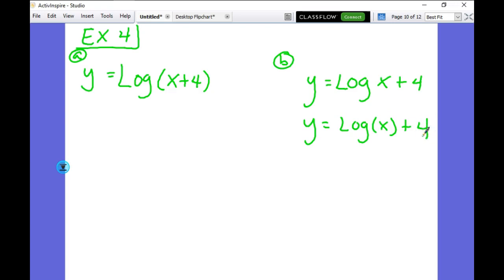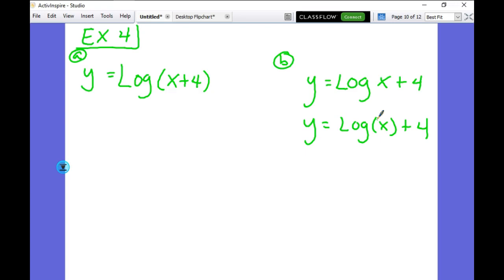But the difference between these two problems here is that the one on the left, you're logging. Remember, log's not a number. It's an operation of doing something to these values. So you're logging x plus 4. Over here, you're only logging the x, right? So this 4 is an outside number. Over here, on the left, the 4 is an inside number.